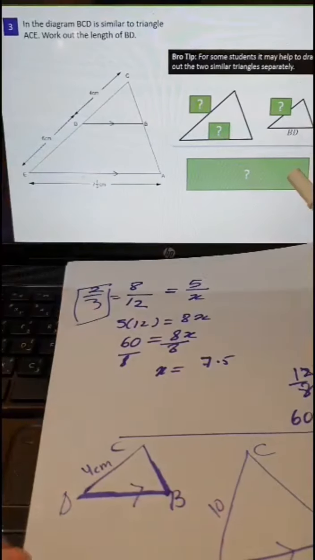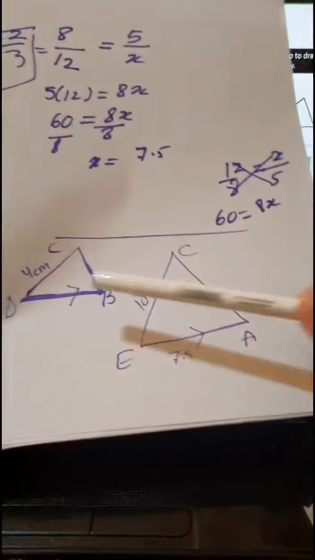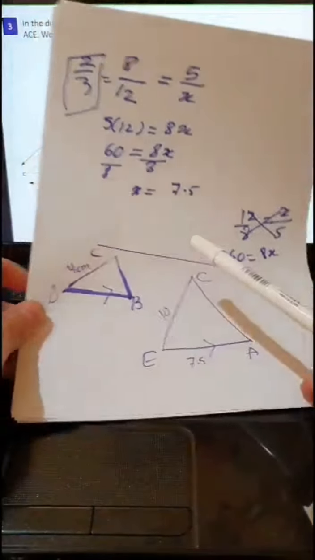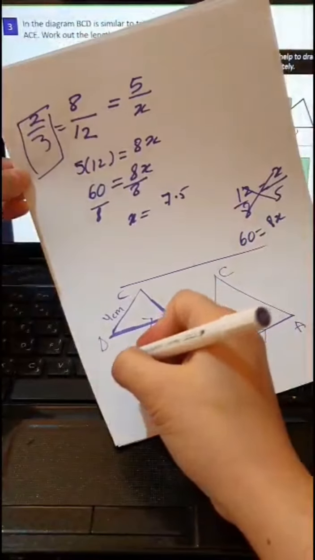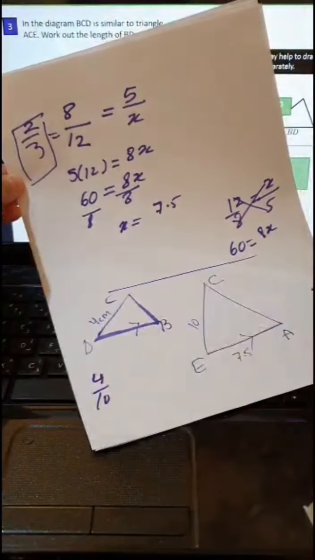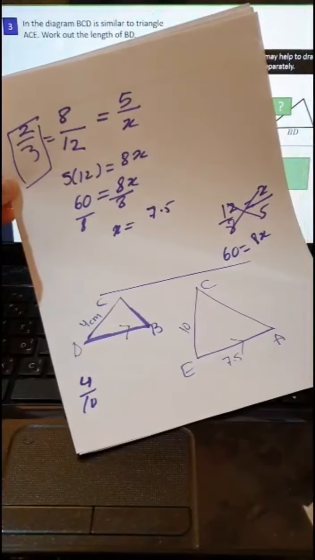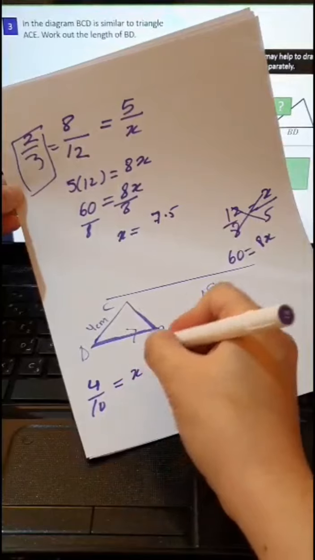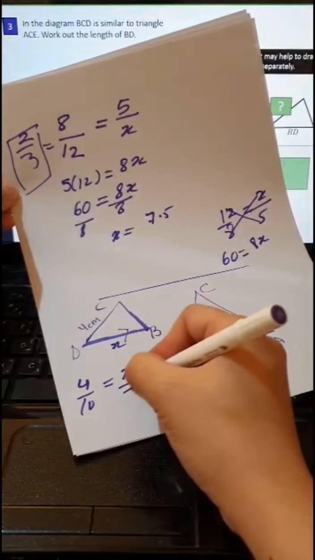Okay. You can do it direct on the question, or you can separate the two triangles. If you separate the two triangles, you're going to get exactly the same thing. You're going to say 4 over 10, one side from the small triangle over the big side in the big triangle, is equal to the unknown variable, what I need to find, over the other side, which is 7.5.